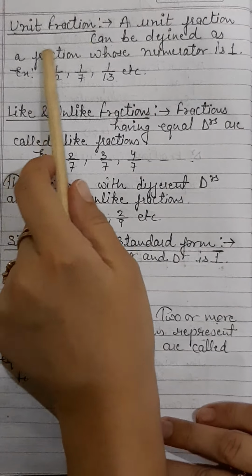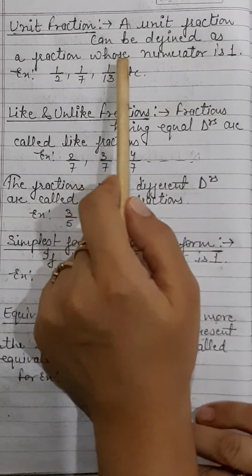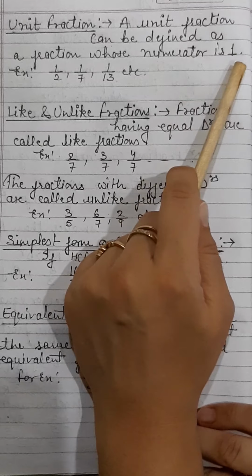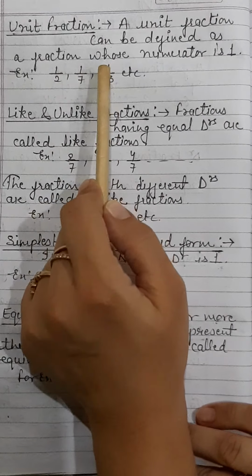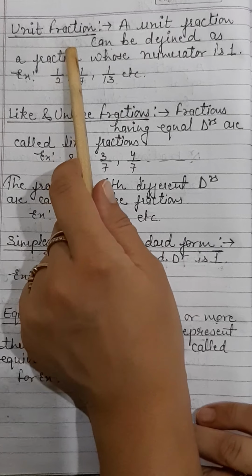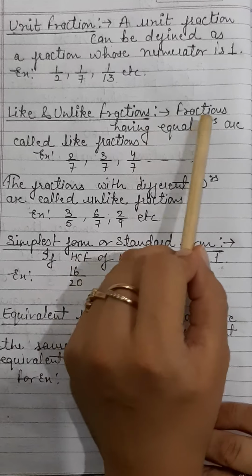Now next is unit fraction. A unit fraction can be defined as a fraction whose numerator is 1. Those fractions in which numerator is 1 are called unit fractions. Clear? Then like and unlike fractions.